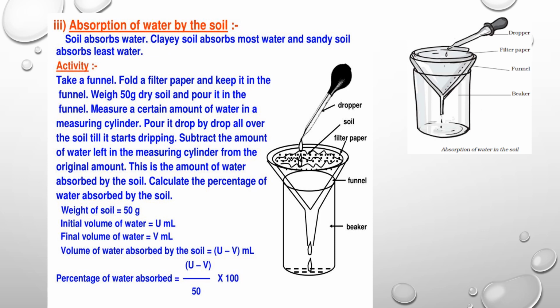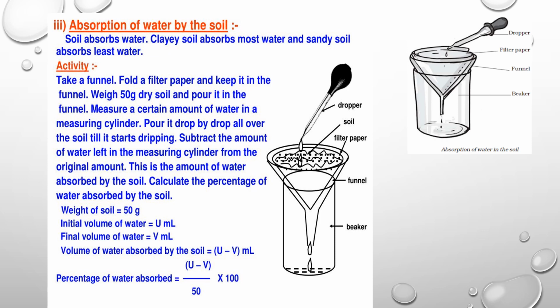Right? So for this activity, take a funnel, fold a filter paper like a cone and keep it in the funnel. Then weigh about 50 grams of dry soil and pour it in the funnel. Now measure a certain amount of water in a measuring cylinder. Pour it drop by drop all over the soil, like the picture shows.